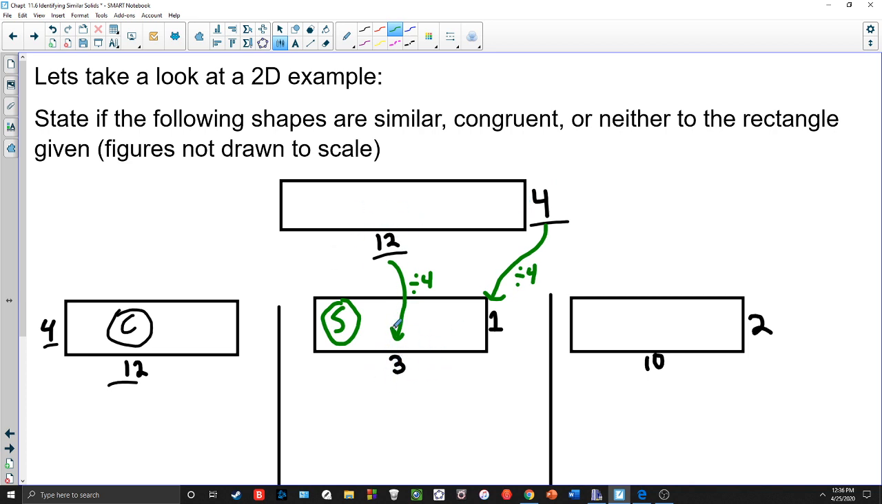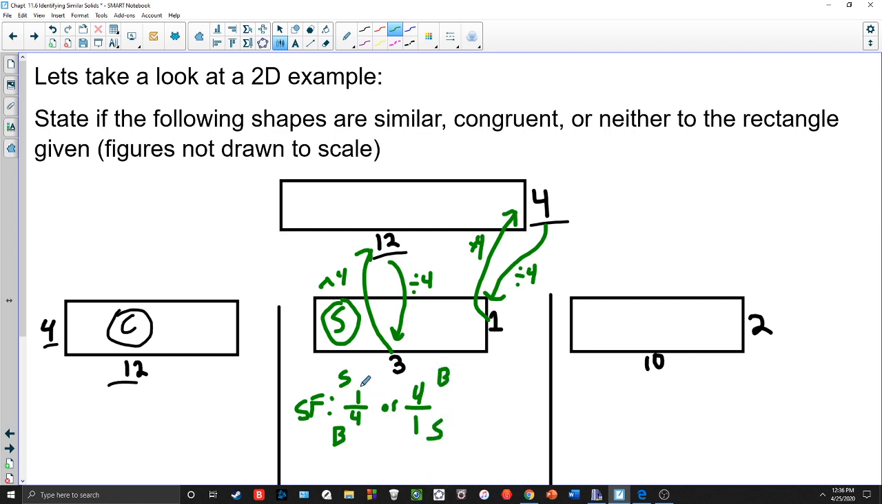Or again, you can go backwards too. How do I get from 3 to 12? Well, I times by 4. How do I get from 1 to 4? Well, I times by 4. So your scale factor here, your SF, is either 1 to 4 or 4 to 1, depending on how you go. From small to big or big compared to small.